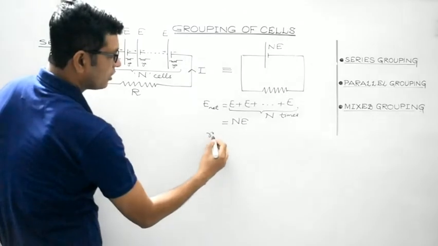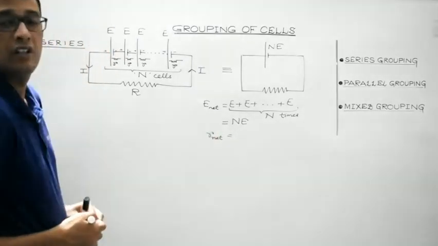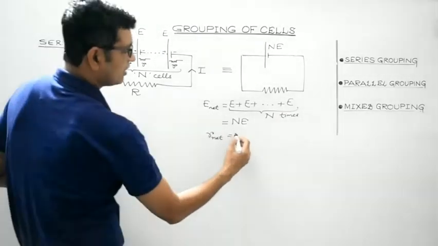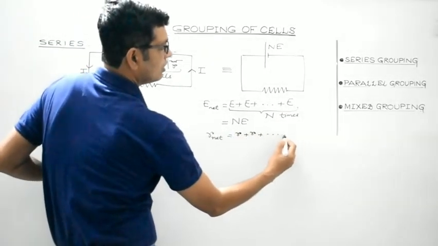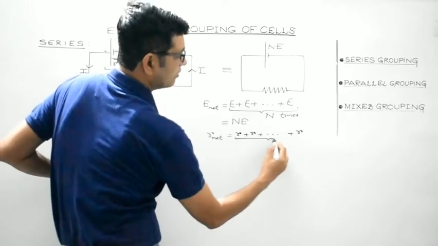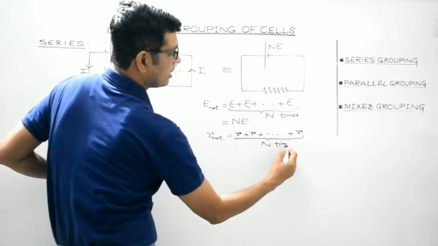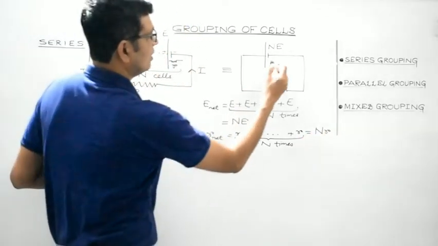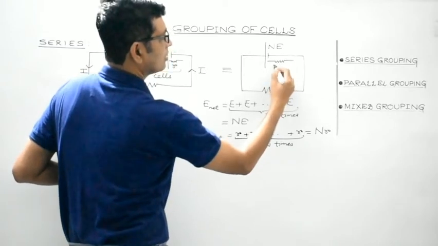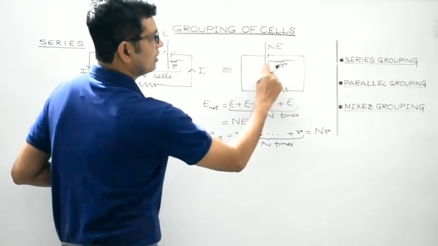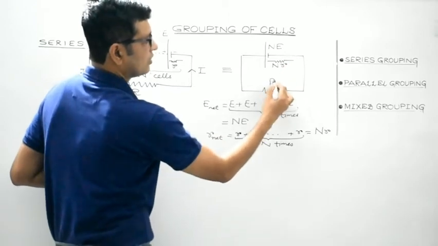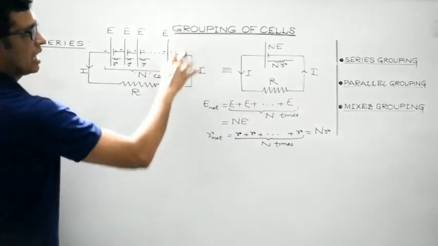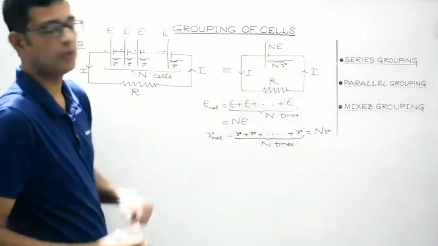Now what about the net internal resistance? Let's check it out. All these are connected in series, and in series the formula is r net is equal to r plus r plus r, again n times. So what you get is n times the internal resistance of a single cell, so this is n times small r. Right, students? And this is the external resistance, and this is the net current. So this circuit can be modified or redrawn in this particular manner.